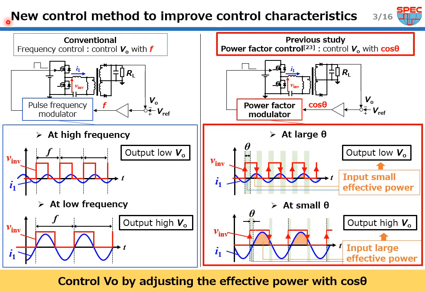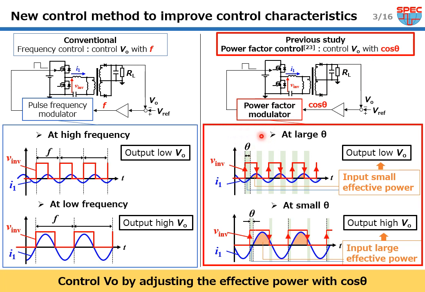To address this problem, in a previous study, power factor control was proposed. This slide explains the difference between conventional control and power factor control. The next slide is about conventional control. Conventional control outputs low voltage at high frequency and outputs high voltage at low frequency. On the other hand, in the previous study, power factor control controls VO with cos theta.